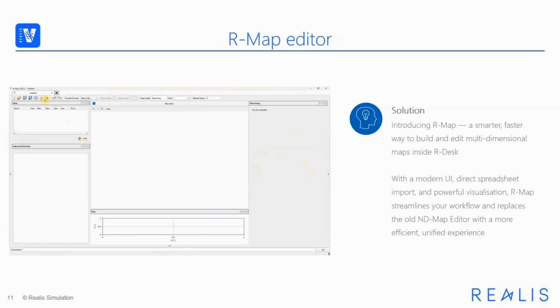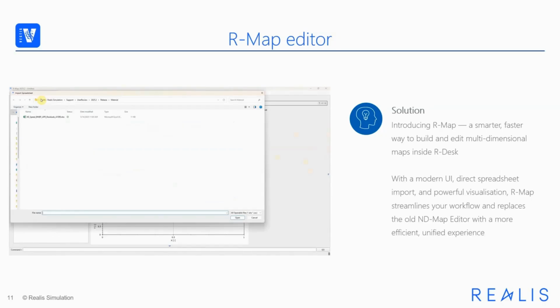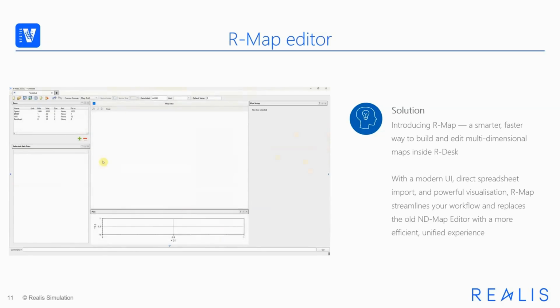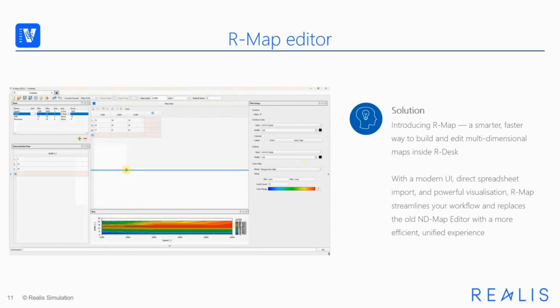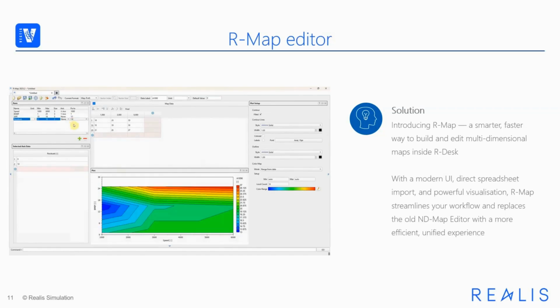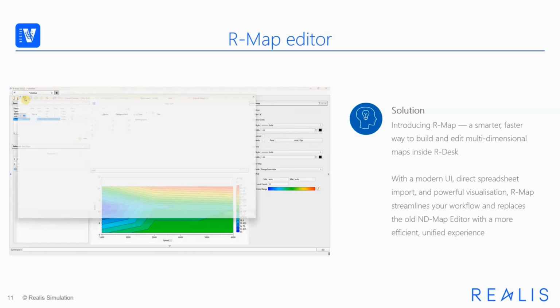We've also introduced a new map editing tool called RMap in this release. It's a much smarter and faster way to build and edit multi-dimensional maps directly inside the RDesk environment. It replaces the old ND map editor with a more modern interface, direct spreadsheet import, and clearer visualization tools. The aim here is to streamline the whole mapping workflow and give users a more unified, efficient experience when creating or editing maps across the Realis toolchain.